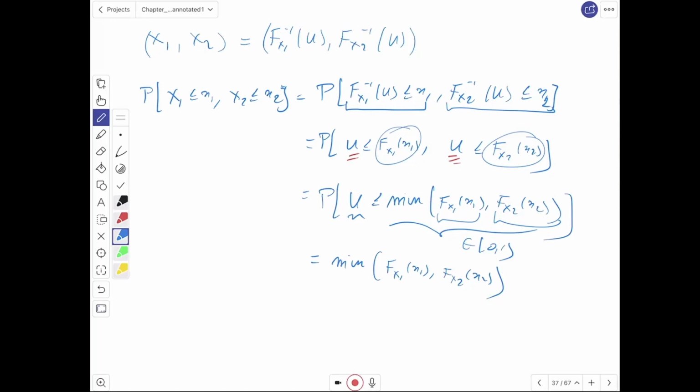So you look at the probability that x1 is smaller than some value x1, x2 is smaller than some value x2. This joint probability is equal to the event, either x1 is smaller than x1, or x2 is smaller than x2, and you pick the least likely event. If you look at the least likely event, the other one doesn't matter.